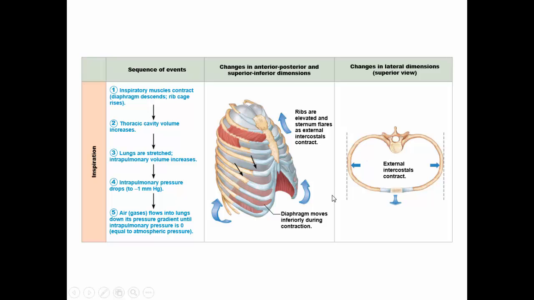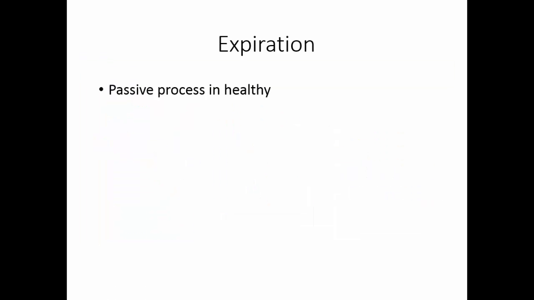So here we see that the diaphragm flattens out, lengthening the thoracic cavity. The intercostal muscles will pull the ribs up and out, increasing the diameter, and that will decrease the pressure, allowing air to flow inward. Expiration is a passive process in healthy individuals.